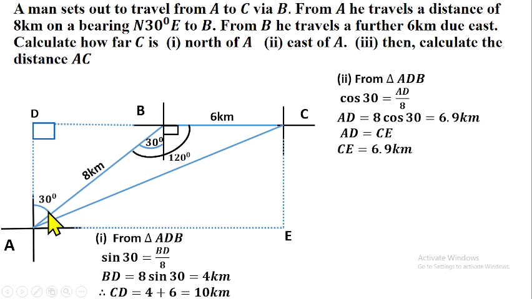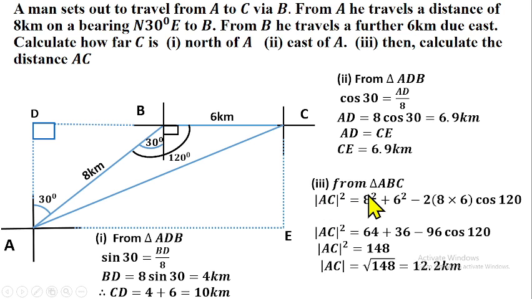So we have this side given, you have this side given, we are looking for this side, so you can use a cosine rule as well to find our side AC. So if you use cosine rule from triangle ABC, we have AC squared equals 8 squared plus 6 squared minus 2 times 8 times 6 cos 120. If you simplify, you have 64 plus 36. 2 times 8 times 6 gives us 96 cos 120. Simplify it, that gives us 148.